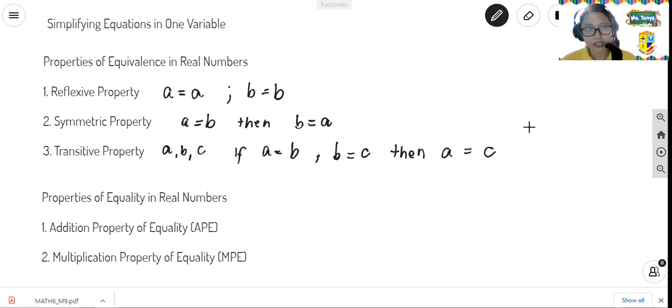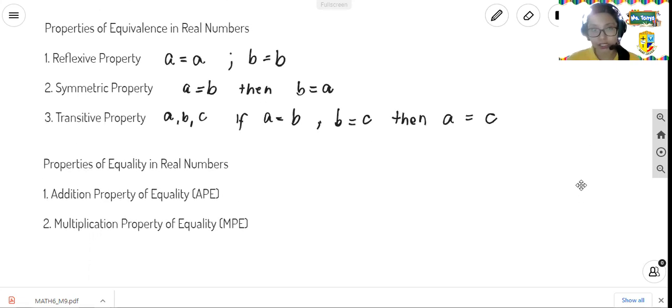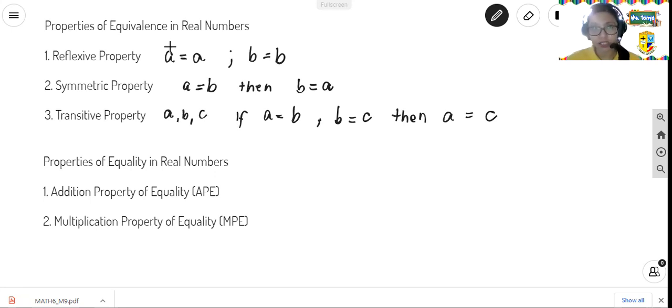Next, in this lesson, which is simplifying equations in one variable, the next two properties are very crucial, or important. So we need to also understand that there are properties of equality in real numbers. So this one is equivalence, this one is equality. We have the addition property of equality or the APE. So it says here that if A and B are real numbers and they are equal to each other, then I can add another real number C to both sides and still they will yield the same result.